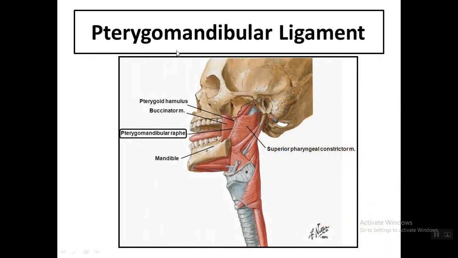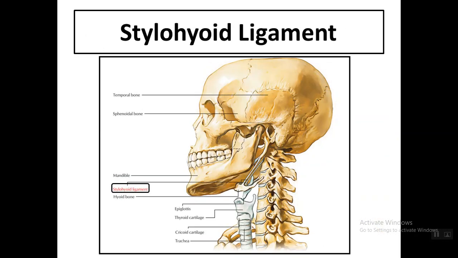And lastly, we have the pterygomandibular ligament. The pterygomandibular ligament is from the pterygoid hamulus, or hamular process of the medial pterygoid plate, to the posterior end of the mylohyoid line of the mandible. This ligament gives the origin to two muscles: anteriorly the buccinator and posteriorly the superior constrictor of the pharynx. So these are the cervical ligaments.